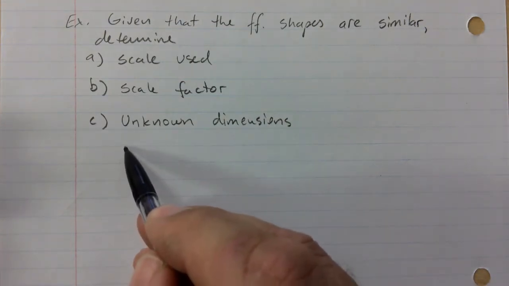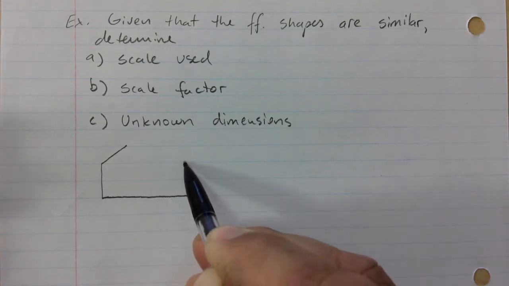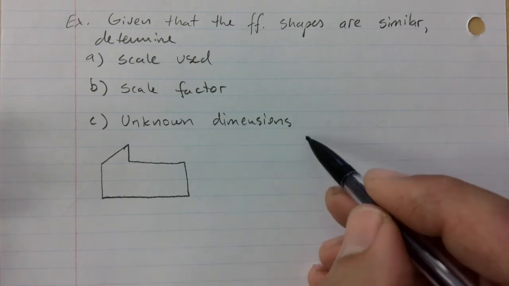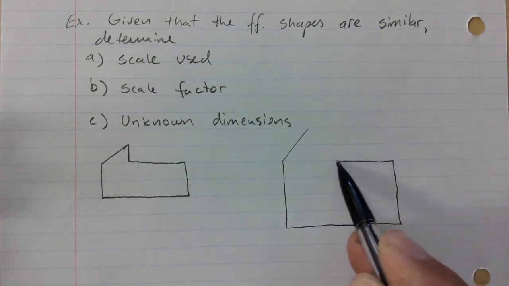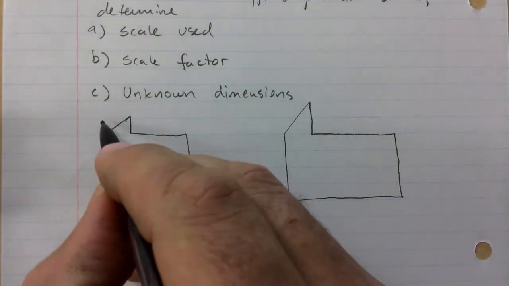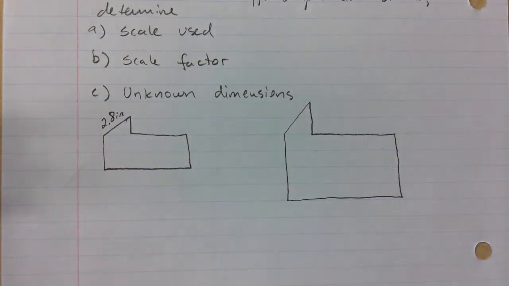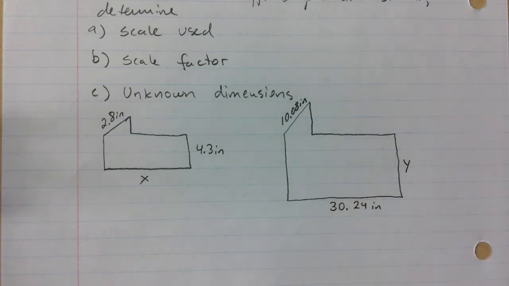So try to copy this diagram. I tried to pick one that's doable. So maybe just watch me first. So these are my two similar shapes. And we have 2.8 inches here. And we have 10.08 inches there. This is one of the unknowns. This is 4.3 inches. This is 30.24 inches. And this is Y.